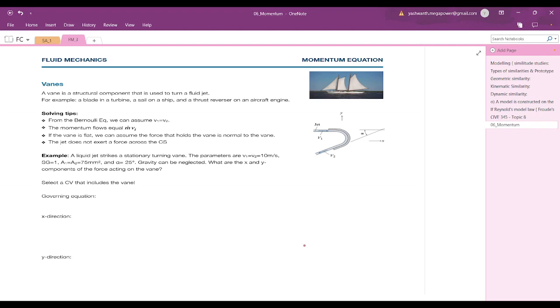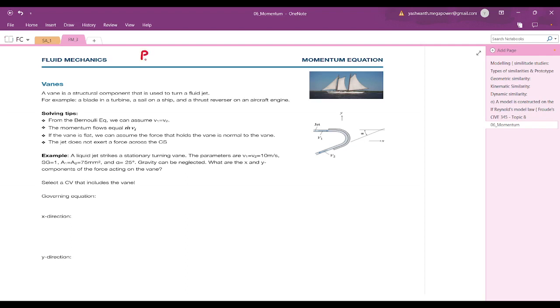Now, whenever vane problems are involved, along with the momentum equation, we need to make use of Bernoulli's energy equation as well, which we have discussed in our first class, right? So, in solving the vane problems, first we need to make use of Bernoulli's equation. So, please tell me the Bernoulli's equation.